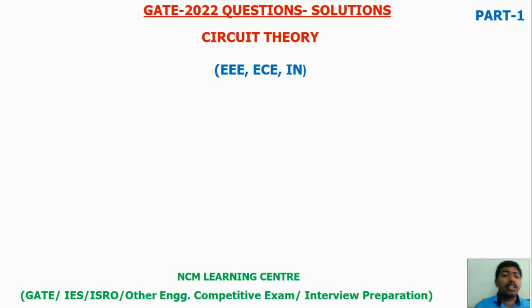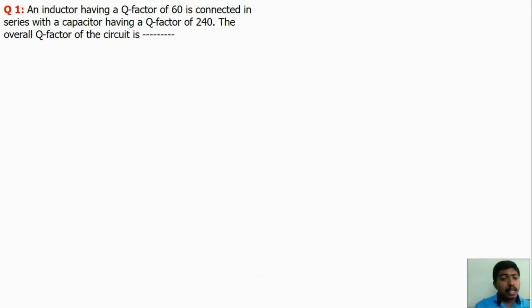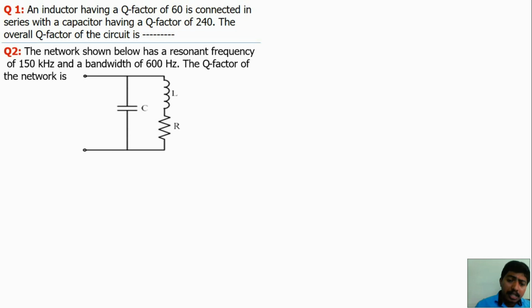First, I will list the questions. What are all the questions asked in the GATE 2022 electrical engineering examinations? Then we will solve them one by one. The first question is asked from the resonance circuit concepts. Then the second question also is asked from resonance concepts. Here we have to find the quality factor.